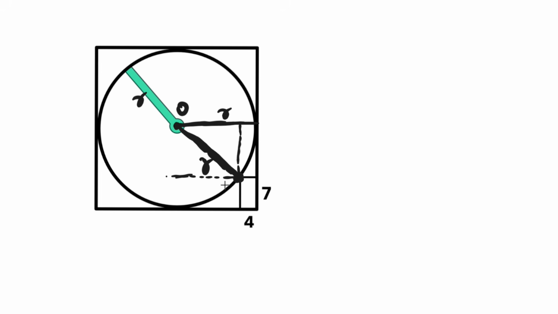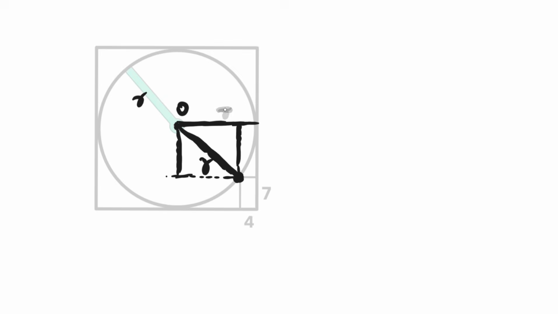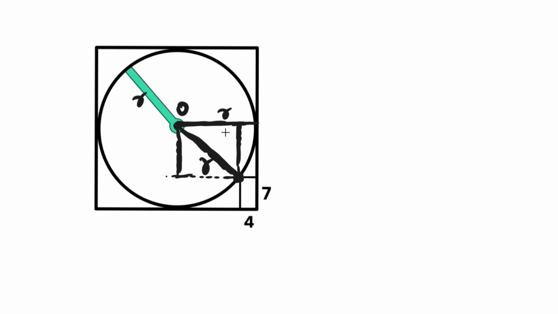From the center of the circle, imagine drawing a horizontal line toward the right side of the square. Since the circle touches the right side, the distance from the center to that side is the radius. So the total horizontal distance is R. But remember, the small rectangle occupies 4 units of that horizontal distance. Therefore, the remaining horizontal portion is R minus 4.